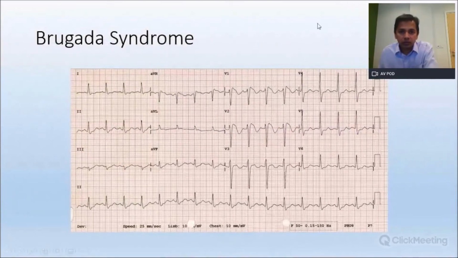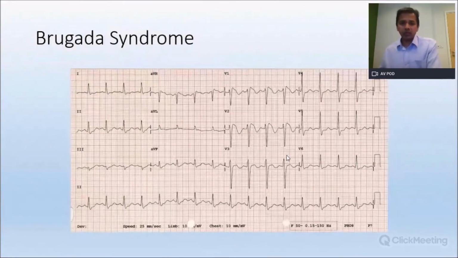Another example, look at the ECG. Look at V1, V2, V3. There's some ST elevation followed by a T inversion. Okay, it suggests that this patient has Brugada syndrome.